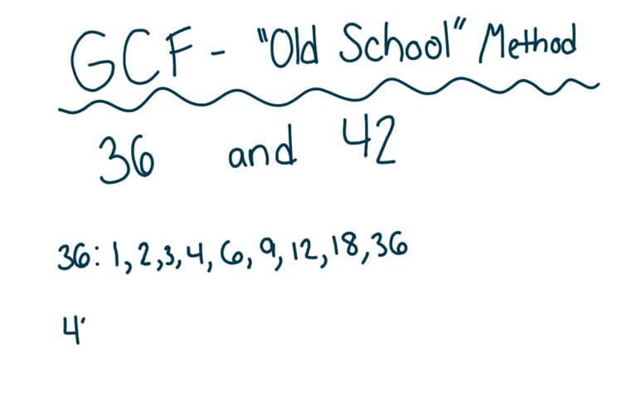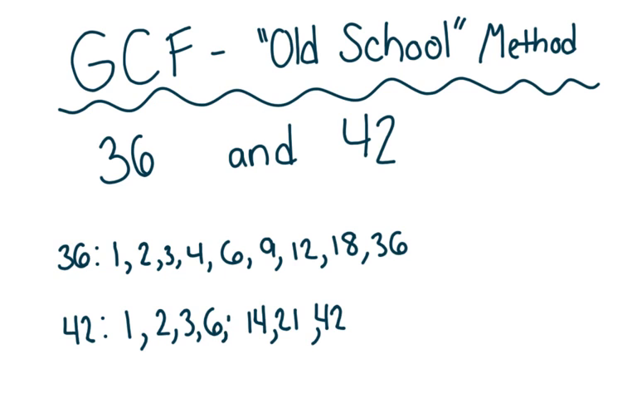And then for 42, we do the same thing. 1 times 42, 2 times 21, 3, a bit more challenging to calculate, 3 times 14, and then we would check for 4, but 4 doesn't divide into 42, nor does 5, but we also have the math that 6 times 7. And you could see them listed like this.